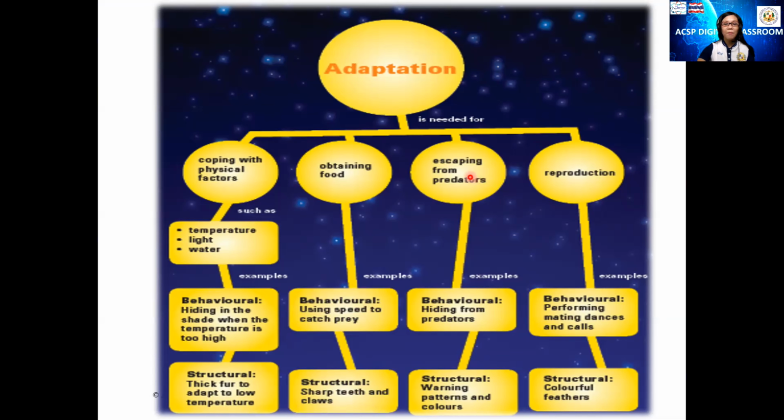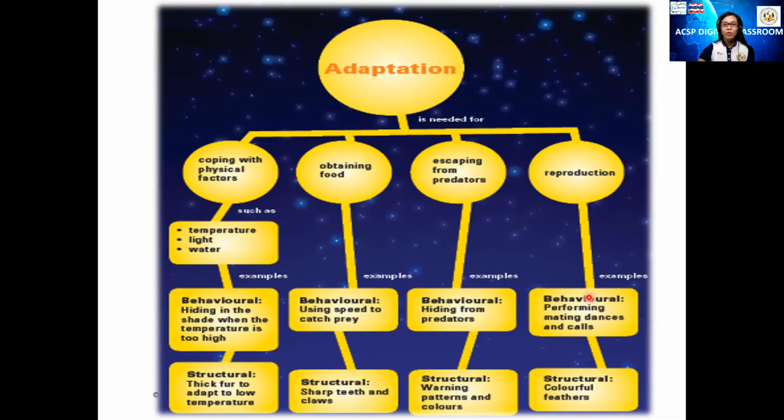About escaping from predators, the behavioral, what animals do to survive, what are their characteristics. They hide from predators. And structural, they have patterns or colors in their body to hide. They can camouflage, that is structural adaptation. About behavioral adaptation, they hide from predators. That is for escaping from predators.